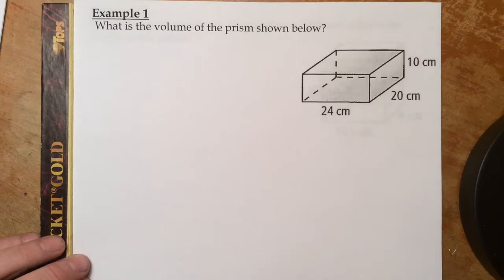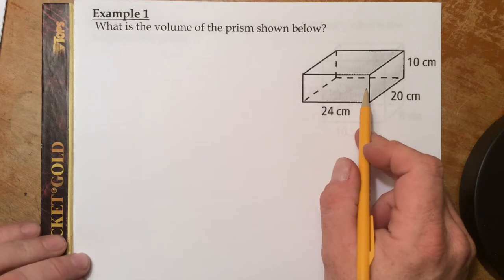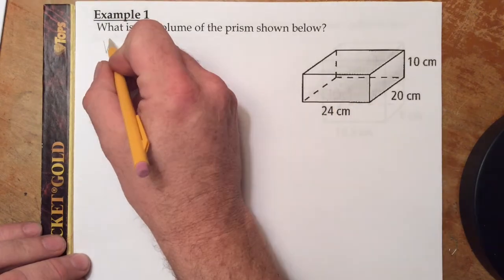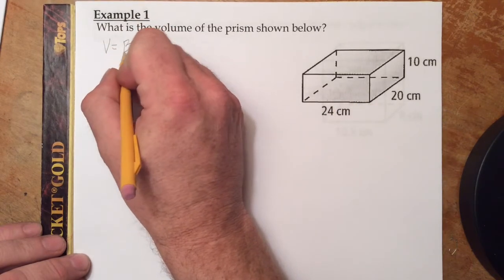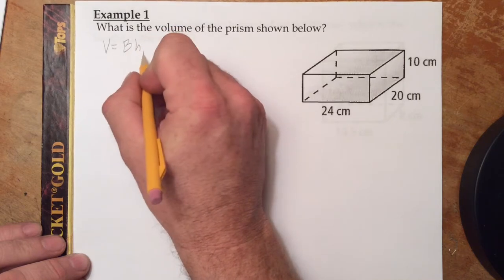These are examples for section 14.4, volume of prisms and cylinders. Example 1. What is the volume of the prism shown below? Remember, volume is the space inside, and in this prism, the volume formula is V equals big B, or the area of the base face, times the height of the prism.